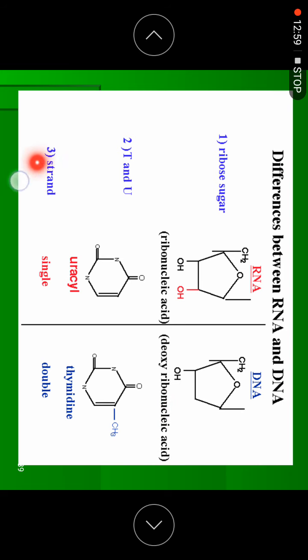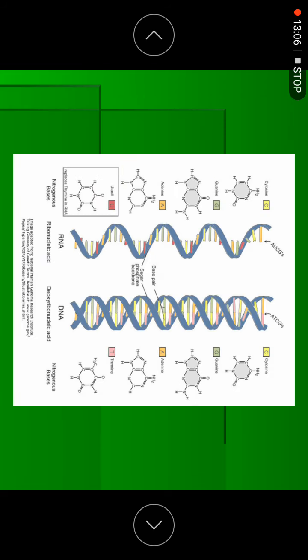And the third difference is the strands. RNA is always single; it does not have the double helix. DNA must be double helix.